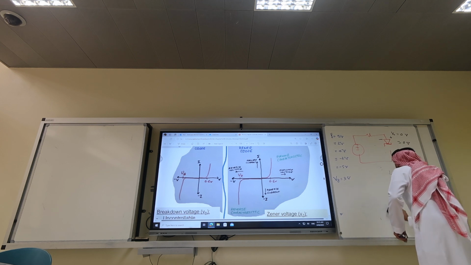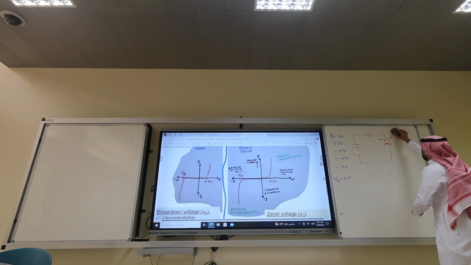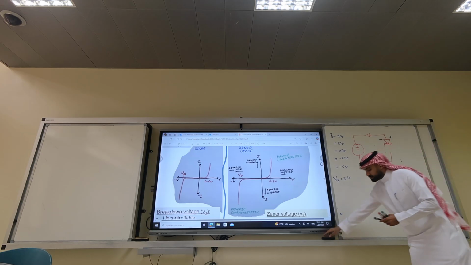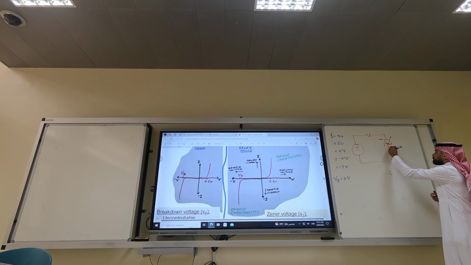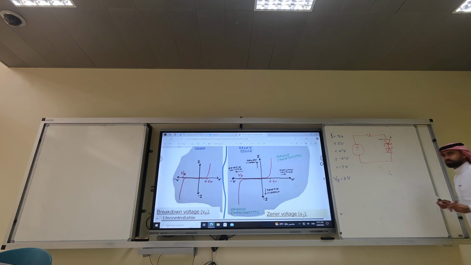What if I want to have 2 diodes facing each other? What will happen? If I apply 5 volts, this will be 5, 0, this will be short circuit, but this will be Zener reverse breakdown. So what will be the output? Minus 3.